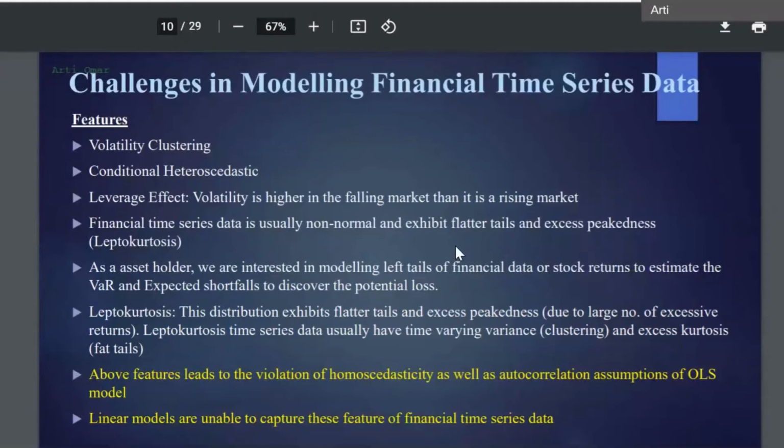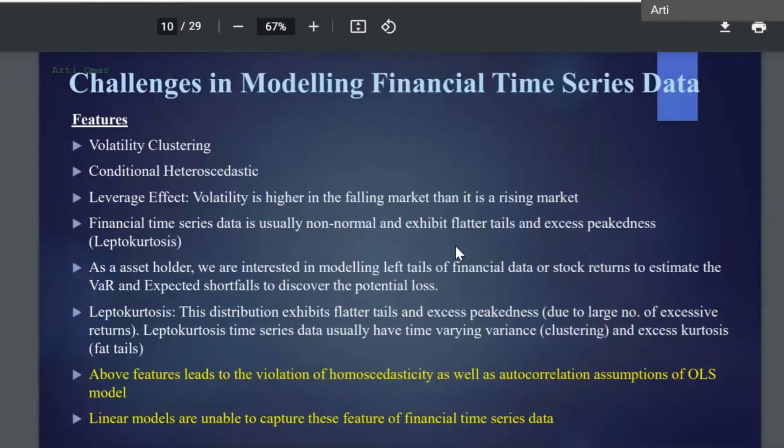Now, coming to the properties of leptokurtosis, this distribution exhibits flatter tails and excess peakedness due to the large number of excessive negative returns. I'm sorry to mention it here, excessive negative returns, because we are more interested in the left tail side. Leptokurtic time series data usually have time-varying variance, which means clustering will be present, and they have excess kurtosis, that means fat tails. These features lead to violation of the homoscedasticity as well as the autocorrelation assumptions of the OLS model. That is the reason linear models are unable to capture these features of financial time series data, and that is why we need ARCH and GARCH models.